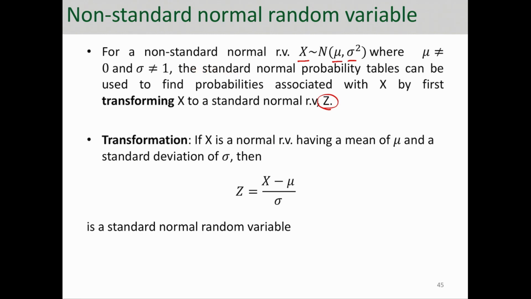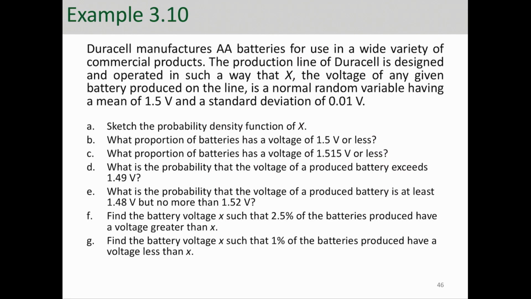We need to transform X to Z so that we can read the probabilities from the Z table. So that transformation needs to happen. How do we do that transformation? If X is a normal random variable having a mean of mu and a standard deviation of sigma, we can do that transformation using this little formula: Z is equal to (X minus mu) over sigma. It might be a little vague at this point, but this is the transformation, and let's look at one example so we can make this more clear.